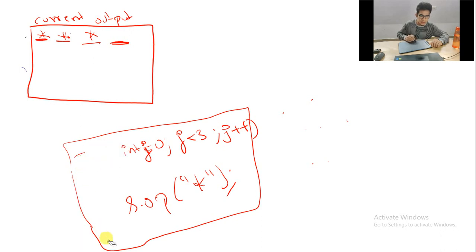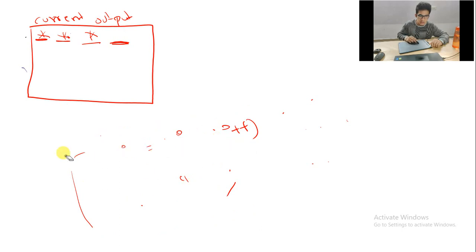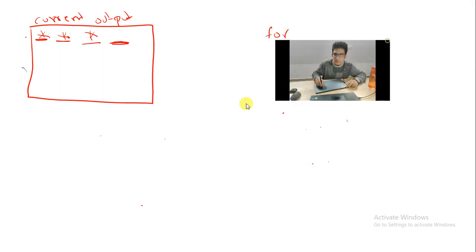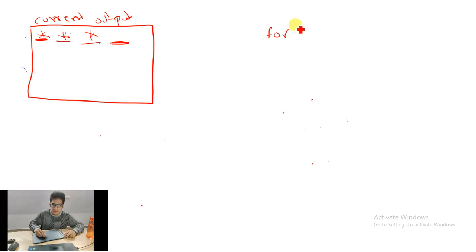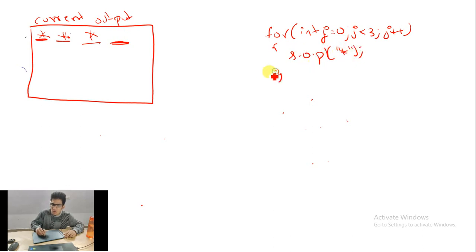Now I would like to write this code in the top corner so that it will be more clear. So if I write like this, that is the for loop: int j should start from 0, j is less than 3, j plus plus. Inside this, system.out.print star. So this is the code which was responsible to print 3 stars like this.